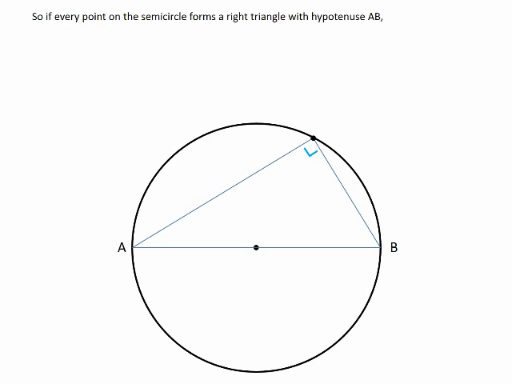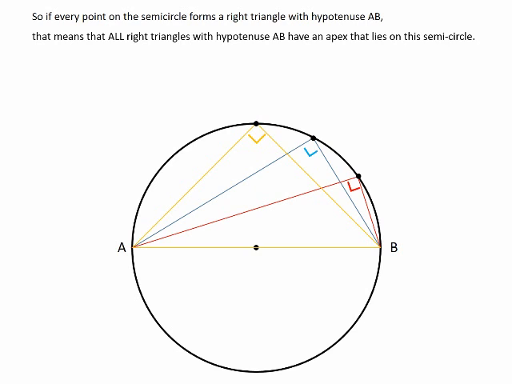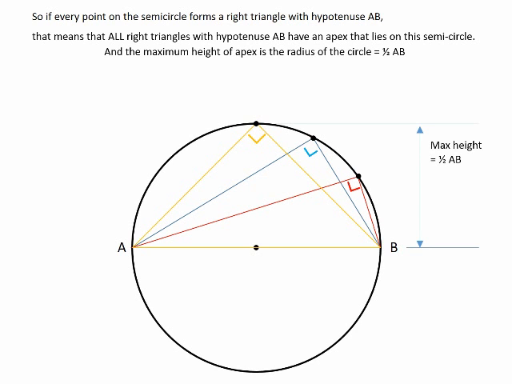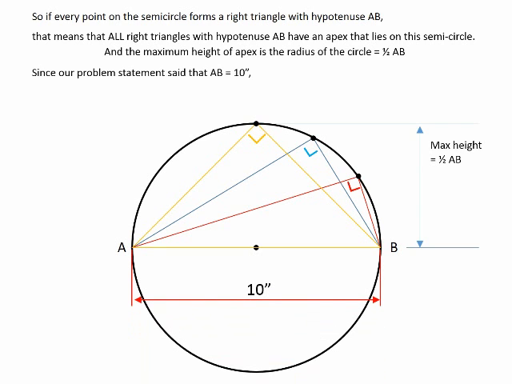So if every point on the semicircle forms a right triangle with hypotenuse AB, that means that all right triangles with hypotenuse AB have an apex that lies on this semicircle. And the maximum height of the apex is the radius of the circle, equal to 1/2 AB. Since our problem statement said that AB is equal to 10 inches, then the maximum height is 1/2 times 10 inches equals 5 inches.